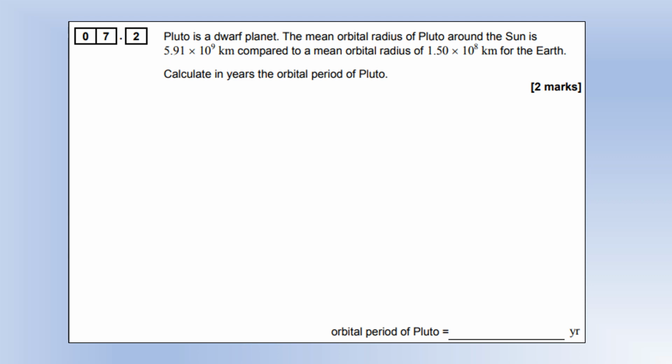So Pluto is a dwarf planet. The mean orbital radius of Pluto around the Sun is 5.91 times 10 to the 9 kilometers. The mean orbit radius of Earth is 1.5 times 10 to the 8 kilometers. Calculate in years the orbit period of Pluto.